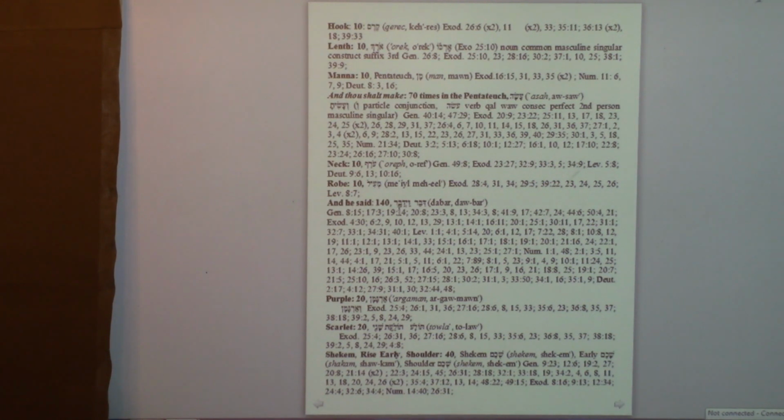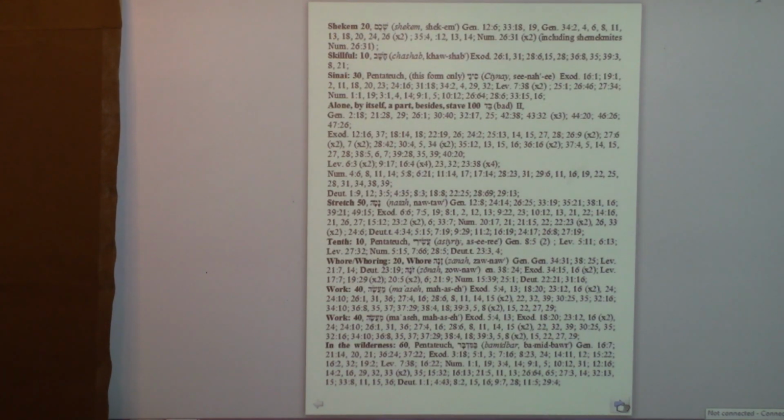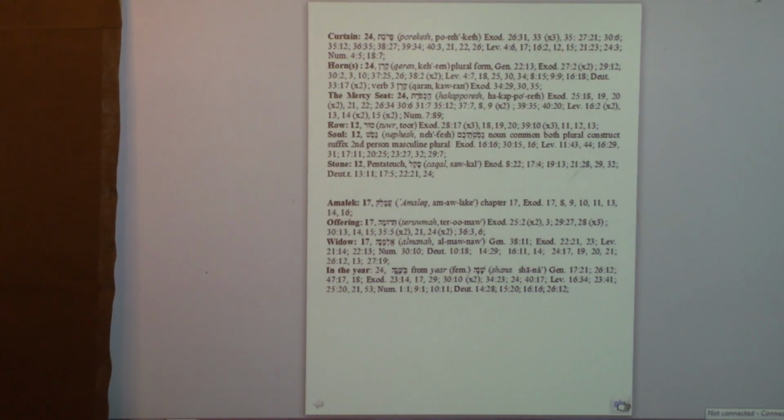And he said, exactly 140 times. All these are in Shechem, to rise up early. They have different meanings for the same word, 40 times. Here we have more of the same. Once again, Sinai appears 30 times, stretch 50 times, or stretch out your hand. In the wilderness, this phrase right here, in the wilderness, exactly 60 times. Here we have examples of Dodecadal meter, of multiples of 12s. And here we have compound, this is 17, these are 10s and 7s.